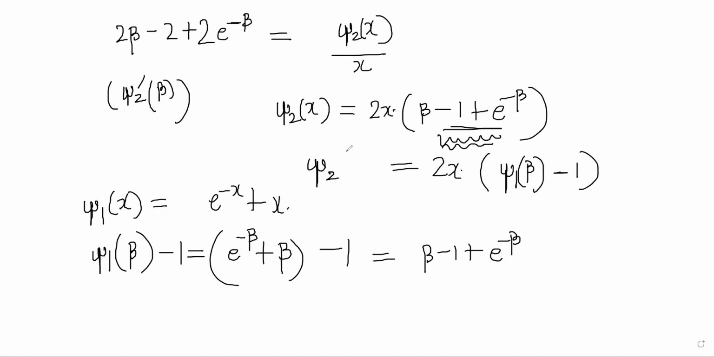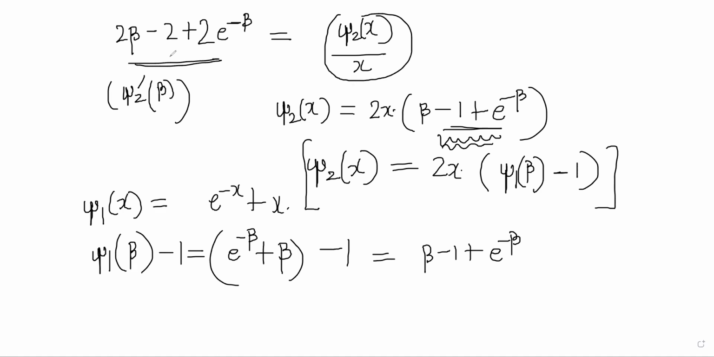So we have shown that psi 2 x was this, correct. So we got psi 2 x by x was this, right? And we brought the x on this side, cross multiplied. We wrote 2x, and this inside part we have shown is equal to this. So this is my option C, and option C is coming out to be correct.